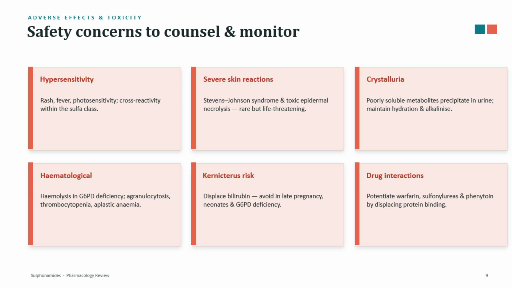On the blood side, expect hemolysis in G6PD deficiency, plus agranulocytosis, thrombocytopenia, and aplastic anemia. Because these drugs displace bilirubin, there's a real risk of kernicterus, so we avoid them in late pregnancy and in neonates. And finally, watch the drug interactions. They potentiate warfarin, sulfonylureas, and phenytoin by displacing protein binding.